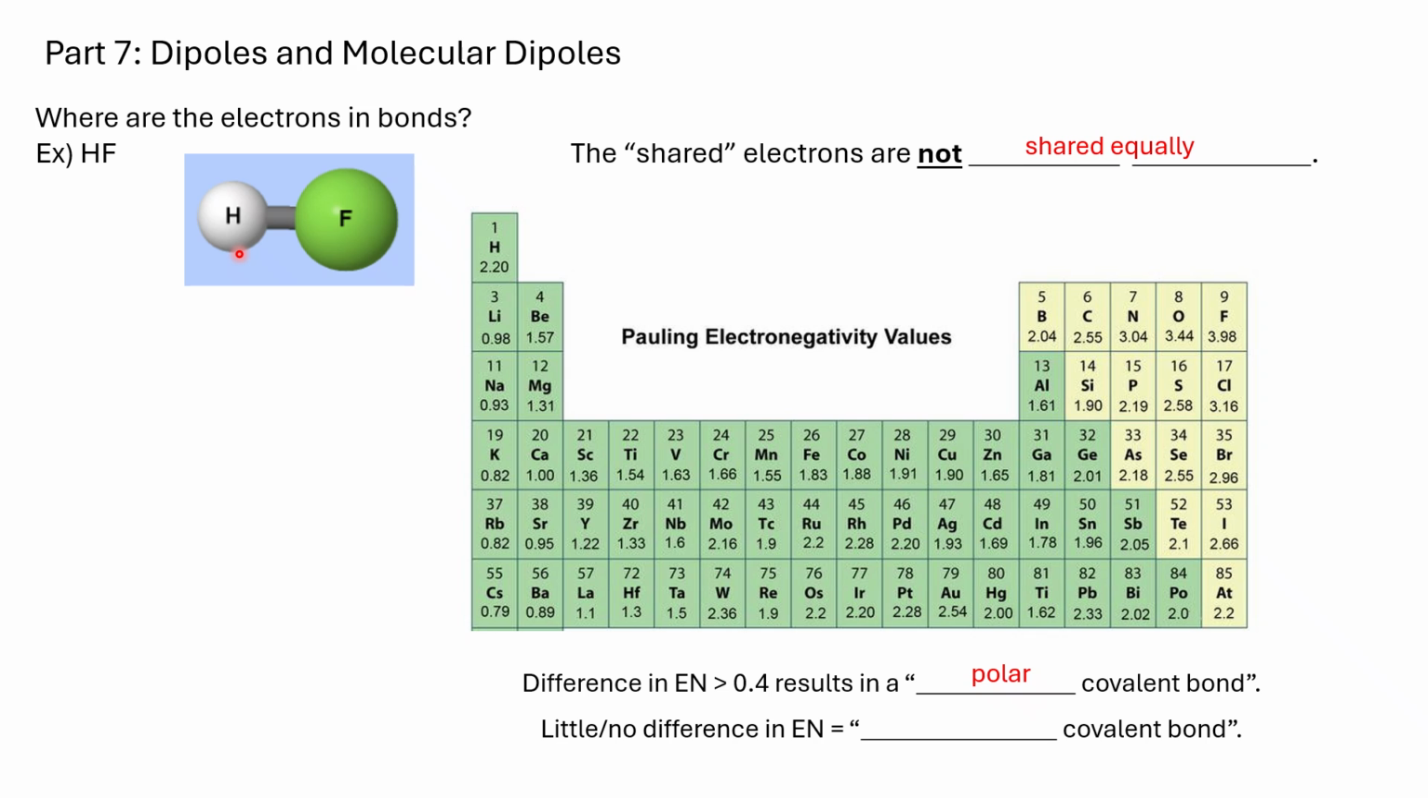If there's not a big difference, so if you have two atoms that are pretty close together in electronegativity, or if it's just two of the same atom, like two oxygen atoms bonded together, that's going to be referred to as a nonpolar covalent bond. Because if it's a nonpolar covalent bond, those electrons are being shared roughly equally and therefore spending a pretty equal amount of time between the two atoms.